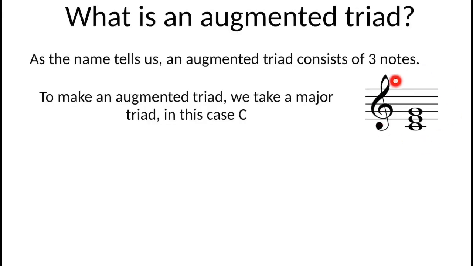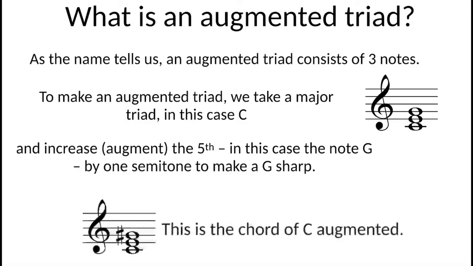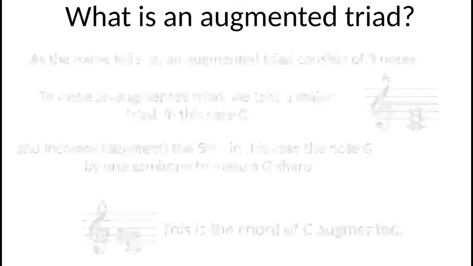Well, we take the major triad, in this case we're looking at the major triad of C. Now we're going to augment one of these intervals. In other words, the distance between that and that, or this and this. And in this case it's the 5th, which we're going to increase by a semitone to give us a G sharp, and that gives us the chord of C augmented.